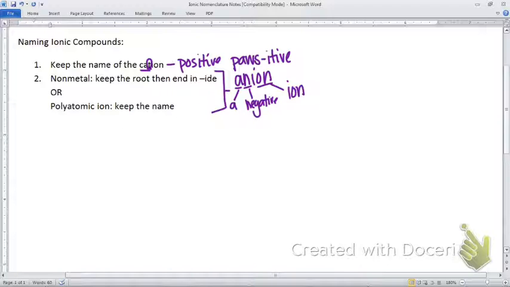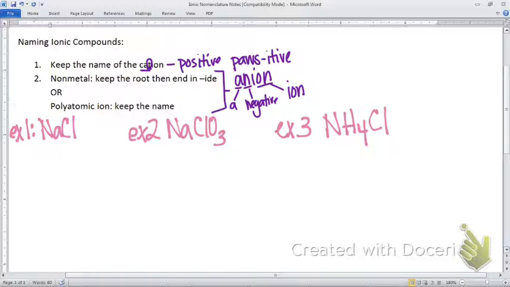Our rules for naming ionic compounds states that we keep the name of the cation. Now, the anion will depend on what it's made of. If it's a nonmetal, we're going to keep the root and change the ending to "ide," but if it's a polyatomic ion, we're going to keep the polyatomic ion's name. Let's try out a few examples.